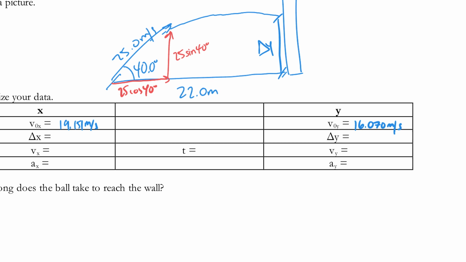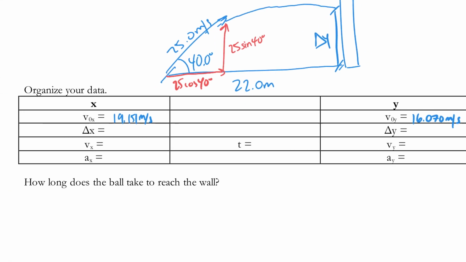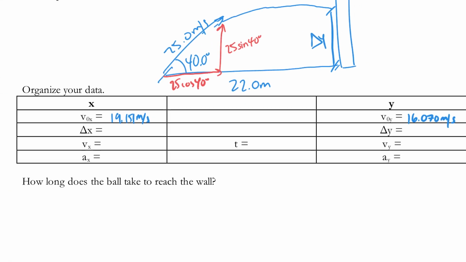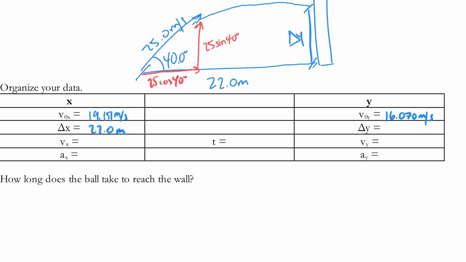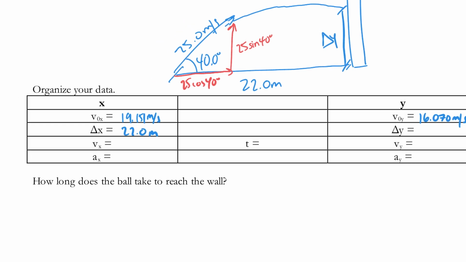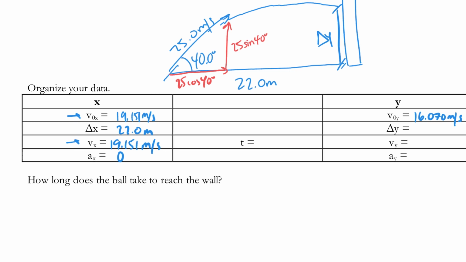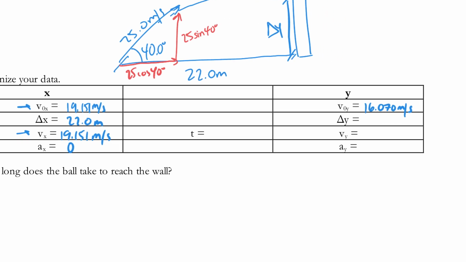Let's see, what else do we know? We know delta x, the distance until it hits the wall, is 22.0 meters. The delta y, we don't know. I don't know if we want that yet, so I won't label it yet. Vx, well, we know that we have acceleration of 0, so this one and this one are always the same, 19.151 meters per second. Vy, we don't know. Ay, we know, negative 9.81 meters per second squared.